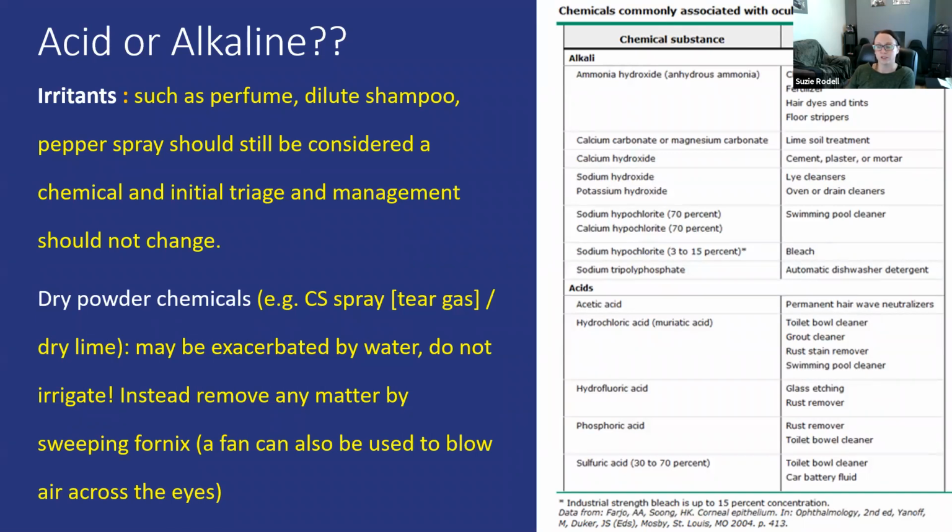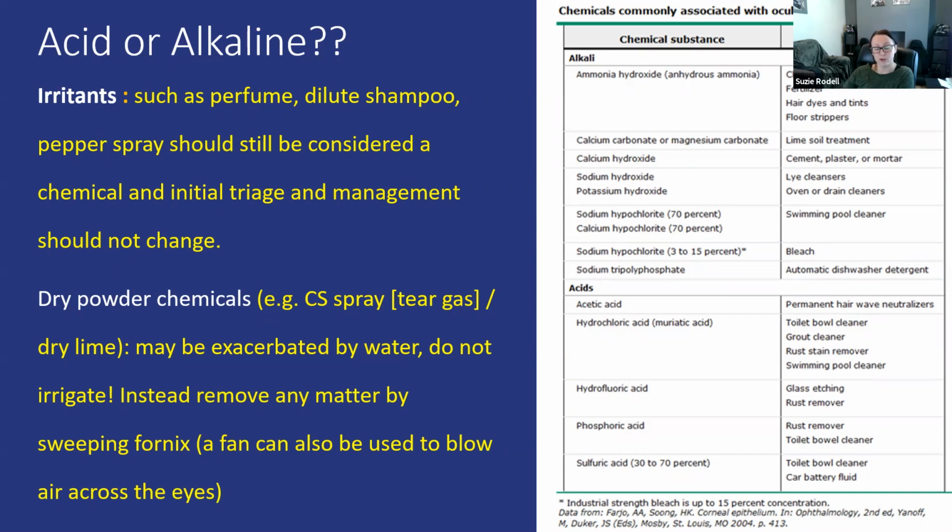So these substances may well show as a neutral pH when you test the pH, but they're still classed as chemicals. They typically still cause a burning sensation, stinging, redness, difficulty opening the eye, and can be very painful. Evidence suggests that if the patient is symptomatic, even if they've got a normal pH, we irrigate those. We may only need to give them a litre or so of normal saline, but it's still important to try and get rid of the chemical substance in the eye.